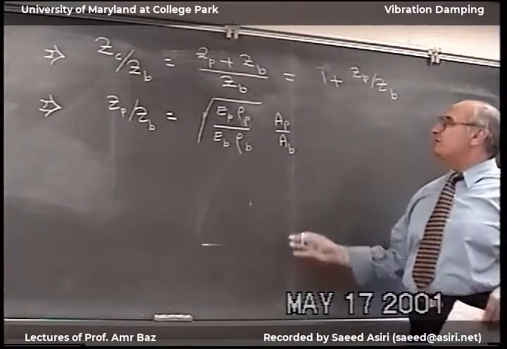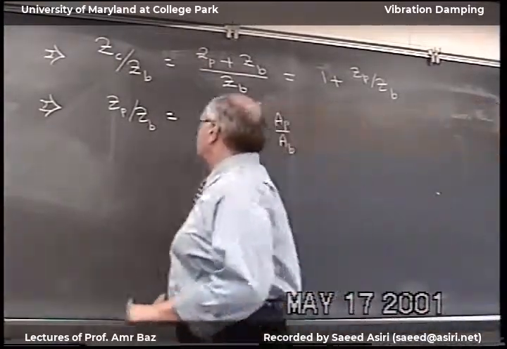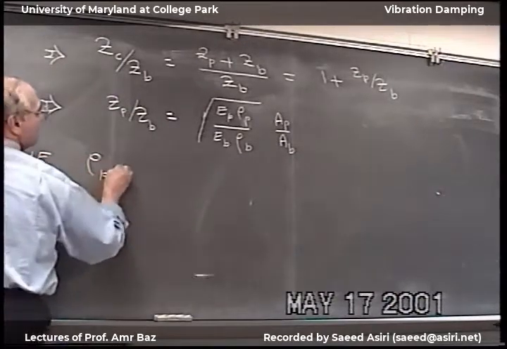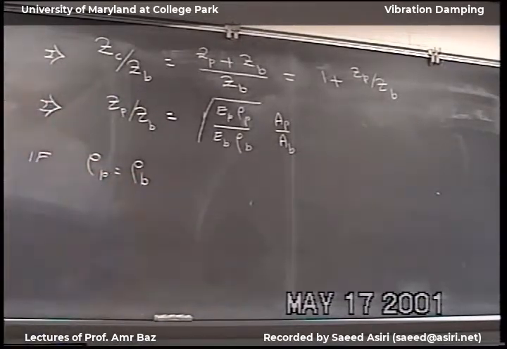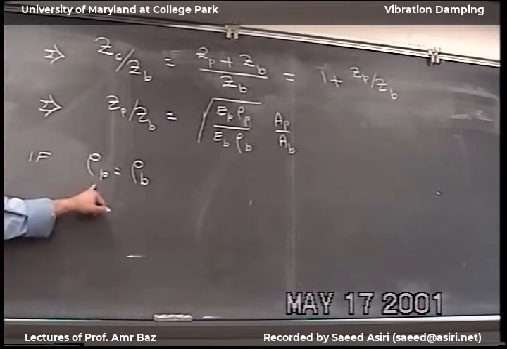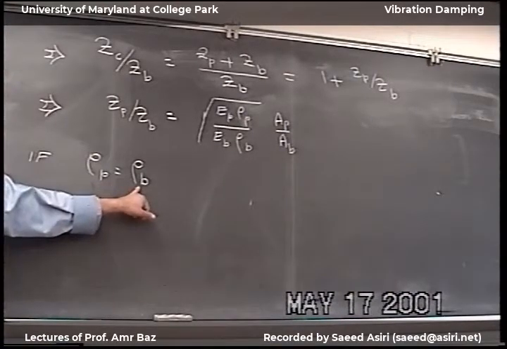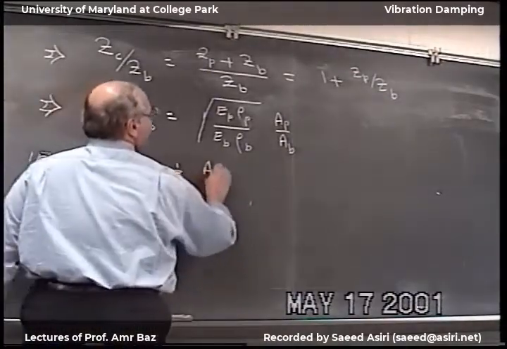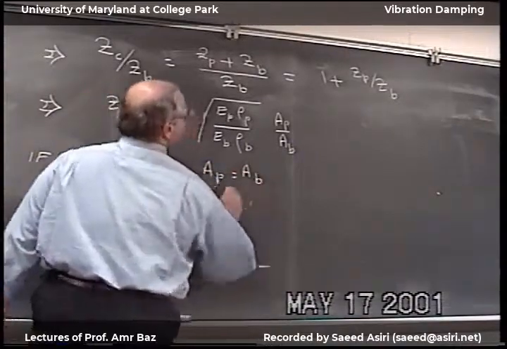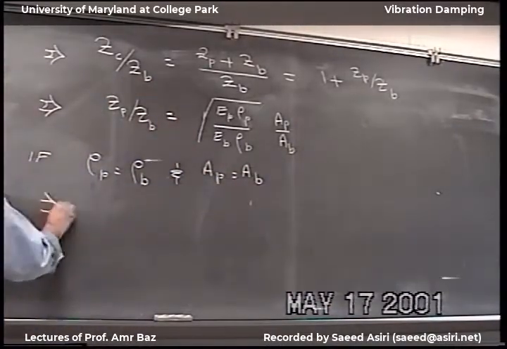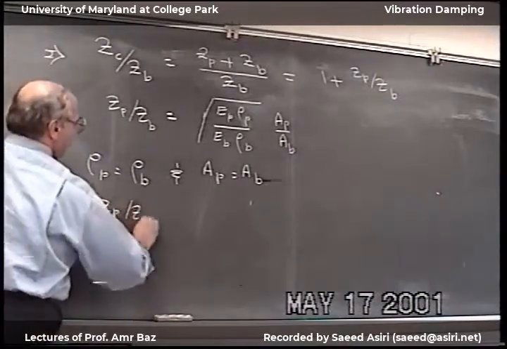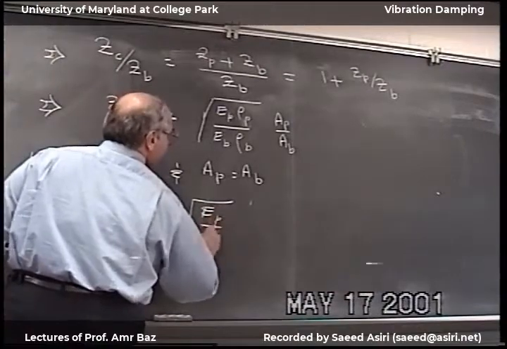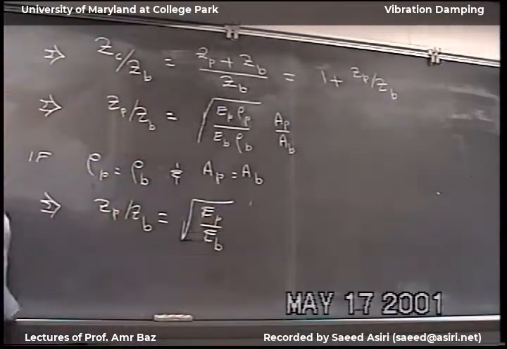Okay, and I'm just going to take the simple case if I select rho piezo is equal to rho base rod. So for example, if I use PZT and I have an aluminum rod, then this is okay. And then I'm going to use the same areas. Then this ratio will just equal the square root of E piezo divided by E base rod.